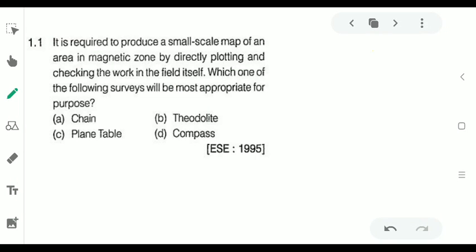It is required to produce a small scale map of an area in magnetic zone by directly plotting and checking the work in the field itself. Which one of the following surveys will be most appropriate for this purpose? This question has been asked in ESE 1995. So we'll discuss all the options one by one.